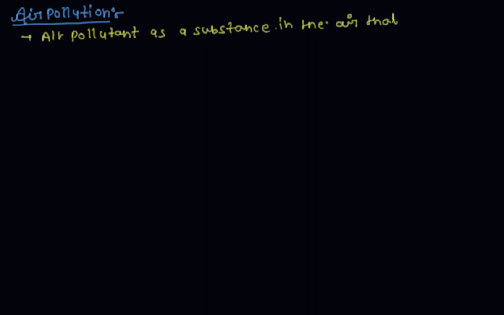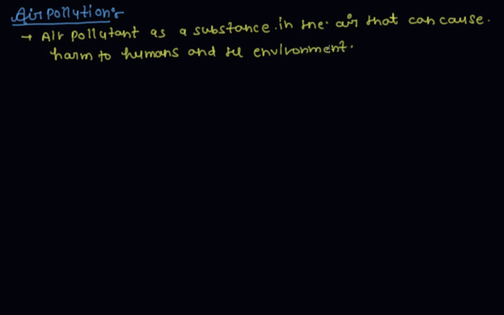Now discuss air pollution. Air pollution is when air has an air pollutant, a substance in the air that can cause harm to humans and the environment. So pollutants can be in the form of solid particles.